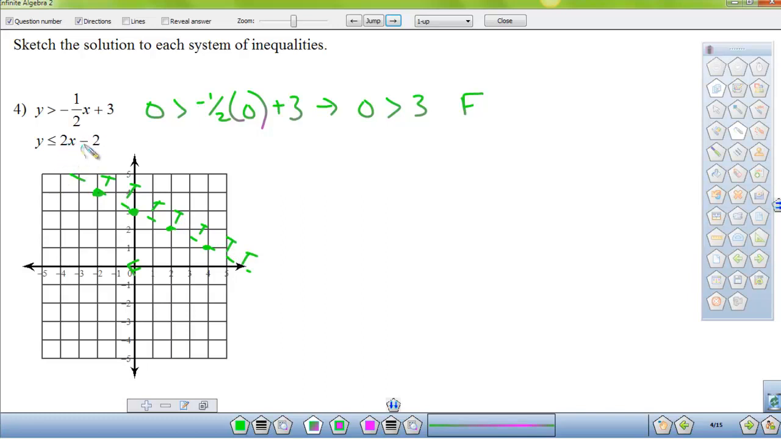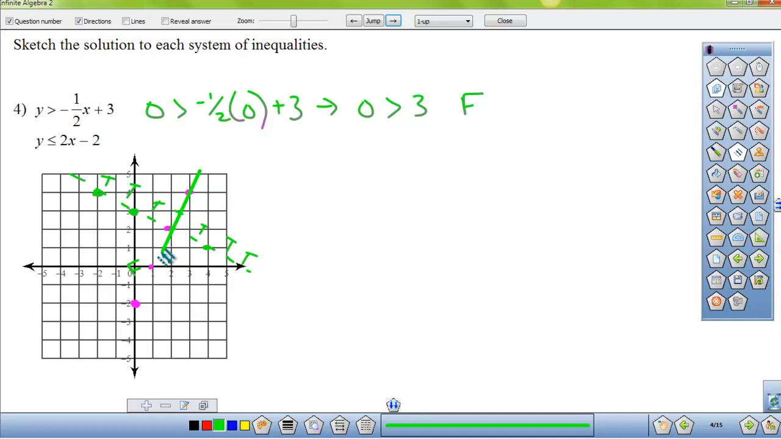Next, I'm going to take a look at this, and I'm going to do the same exact thing. I think I'm going to change my color out here so we can see the two lines a little bit better. And this y-intercept is going to be at -2, and it has a slope of +2, so I'm going to rise 2, run 1, rise 2, run 1, rise 2, run 1, and it has a boundary line that is solid. So I can go over here and do a solid boundary line.